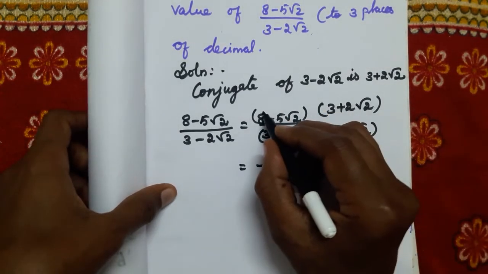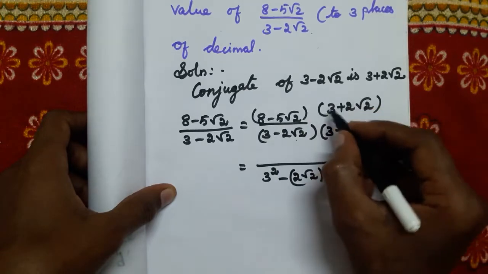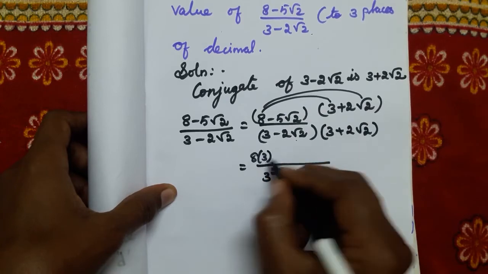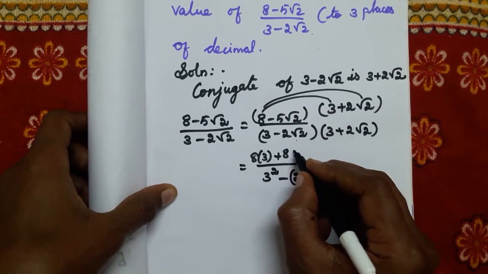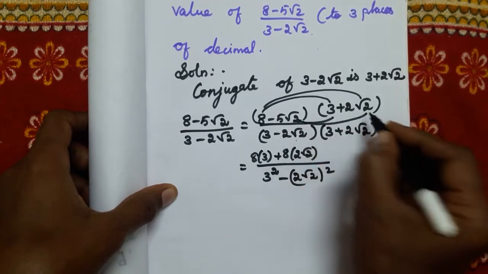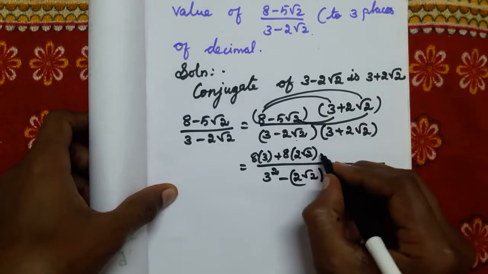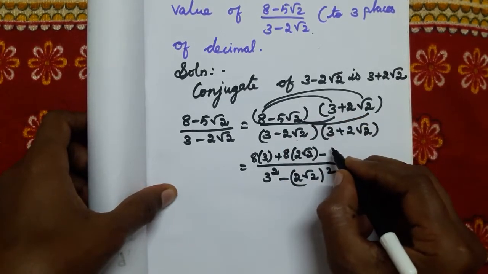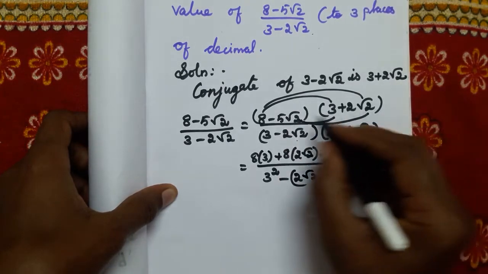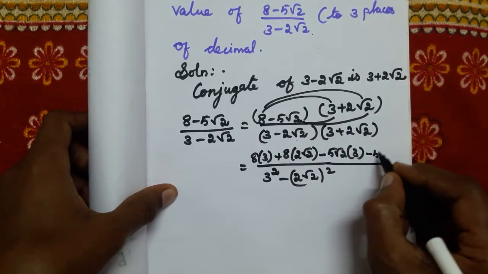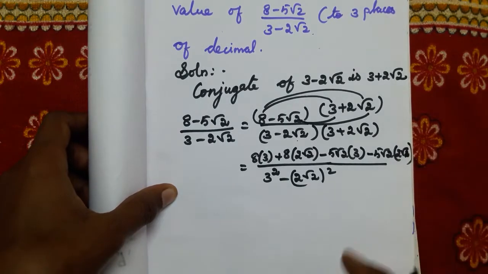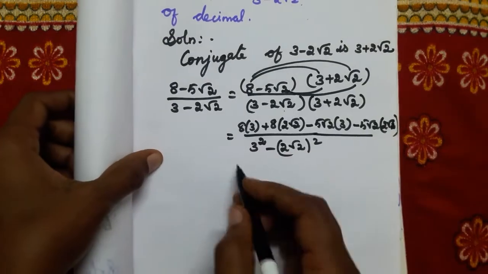What's the numerator? We have to multiply both terms with 8. So 8 into 3, next plus 8 into 2 root 2. Next with the minus 5 root 2 we have to multiply both. So minus 5 3s are 15, otherwise 5 root 2 into 3. Next minus into plus, minus 5 root 2 into 2 root 2. Okay, clear?